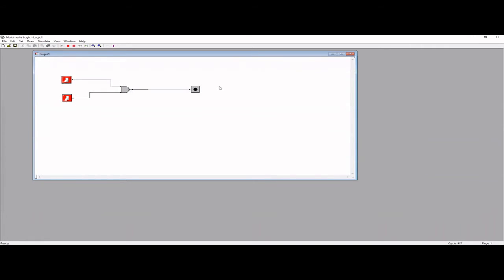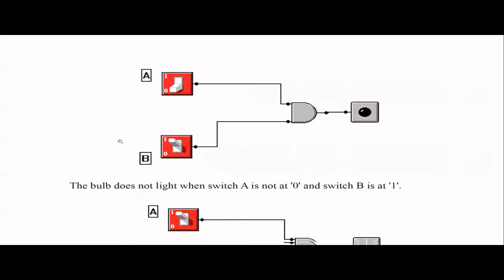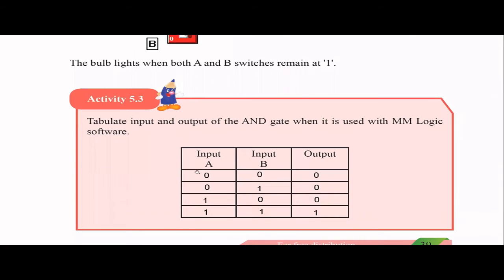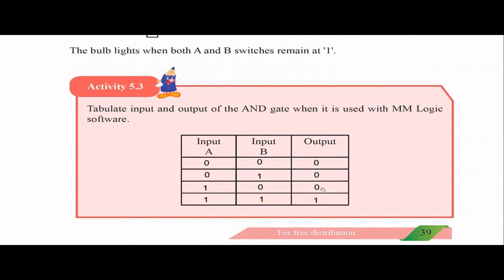So both inputs are 0, so no light. I make this input 1, but no light. I make this one as 1, then yes, both inputs 1, yes. But if I make this one 0, again, no light. So hope you understand. If both inputs are 1, only then in the AND gate can we see the output as 1. So here I have filled the table for you. So in all these scenarios, the output will become 0. Only if both inputs are 1, the output will become 1. Okay.